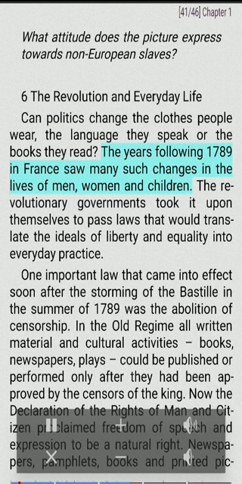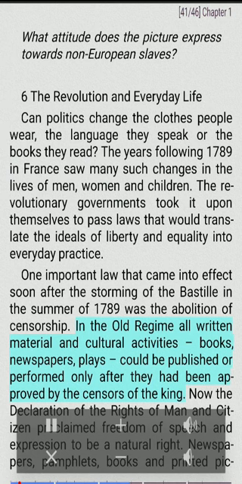Can politics change the clothes people wear, the language they speak or the books they read? The years following 1789 in France saw many such changes in the lives of men, women and children. The revolutionary governments took it upon themselves to pass laws that would translate the ideals of liberty and equality into everyday practice. One important law that came into effect soon after the storming of the Bastille in the summer of 1789 was the abolition of censorship.